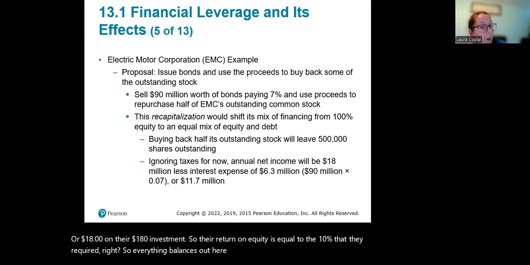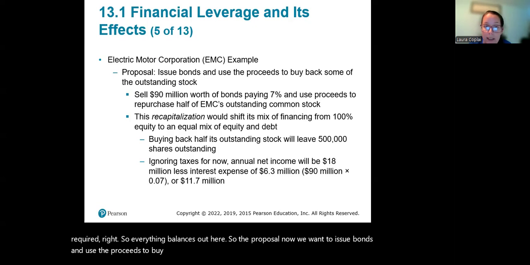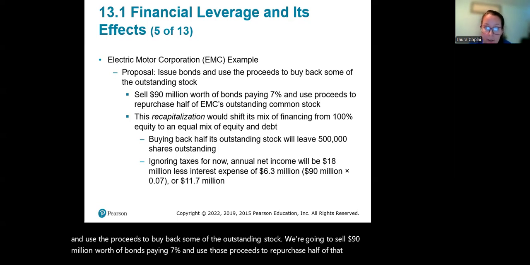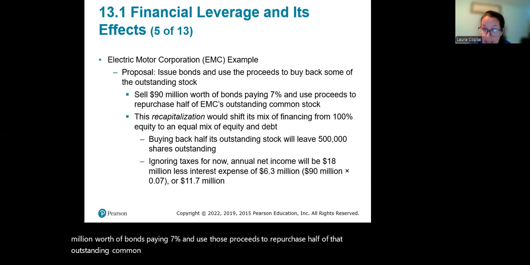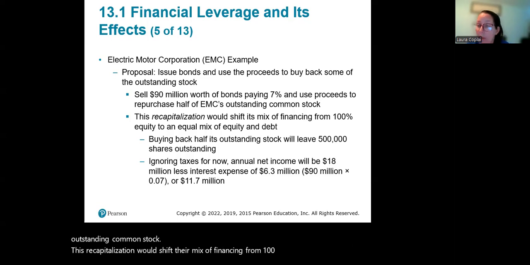So the proposal now, we want to issue bonds and use the proceeds to buy back some of the outstanding stock. We're going to sell $90 million worth of bonds paying 7% and use those proceeds to repurchase half of that outstanding common stock. This recapitalization would shift their mix of financing from 100% equity to a mix of equity and debt. So they're going to buy back the outstanding stock, leaving 500,000 outstanding.